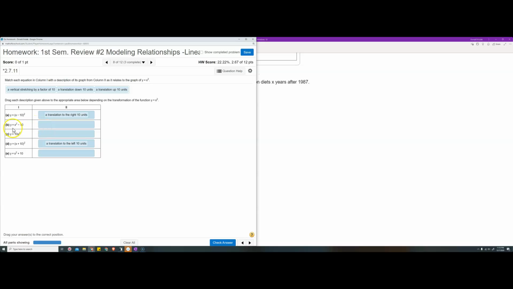All right, x squared minus 10, so that's outside the parentheses, the minus 10, so that's going to be a translation 10 units down. And plus 10 would be a translation 10 units up. And then times 10 is a vertical stretch by a factor of 10.